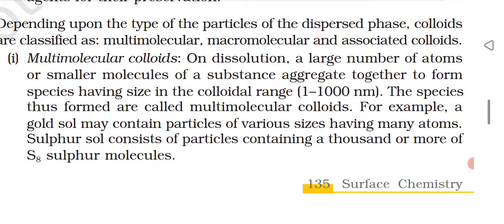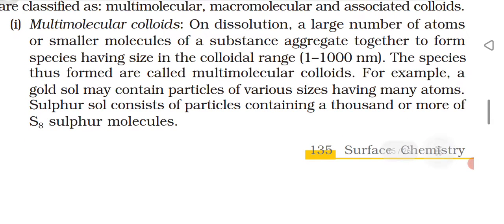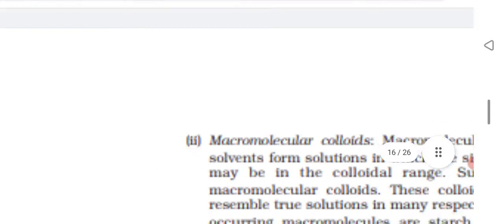On dissolution, a large number of atoms or small molecules of a substance aggregate together to form species having size in the colloidal range, 1 to 1000 nanometers. The species thus formed are called multimolecular colloids. For example, a gold sol may contain particles of various sizes having many atoms. Sulfur sol consists of particles containing 1000 or more S8 sulfur molecules.